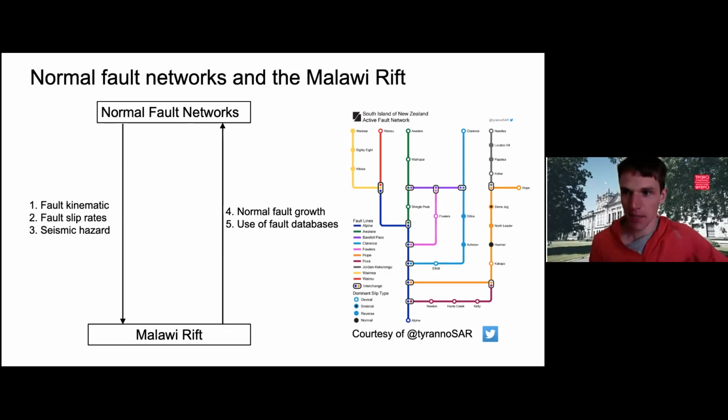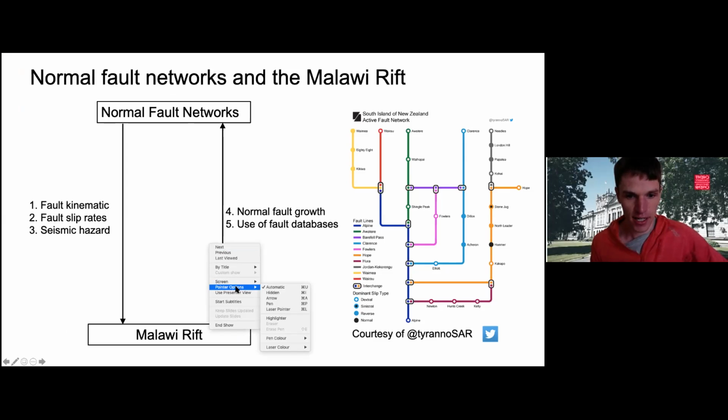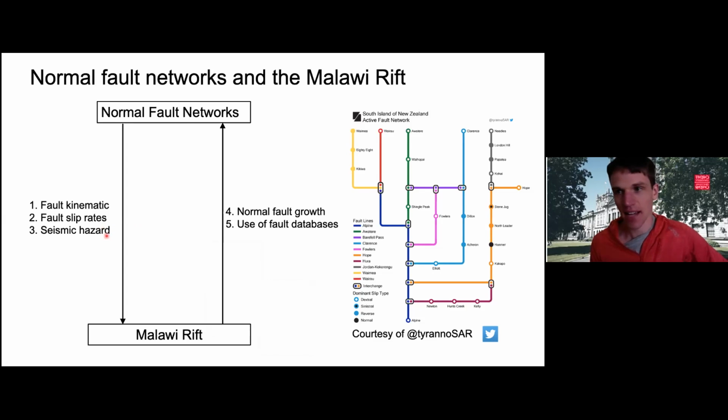So when I'm thinking about normal fault networks in Malawi, what I mean is instead of investigating each fault individually, I'm thinking of these faults as a single group of interacting faults. And using that approach, we've been able to learn something about the kinematics of the faults in Malawi, their slip rates, and the seismic hazard as well.